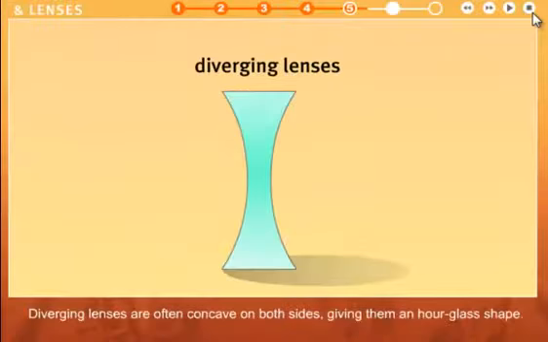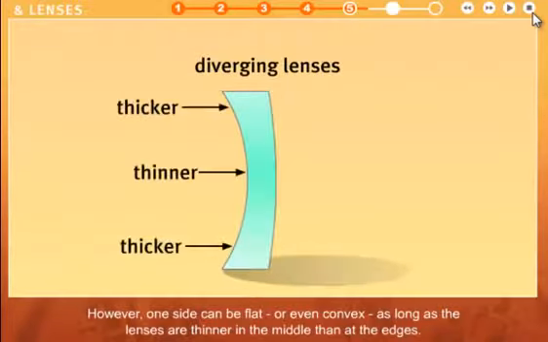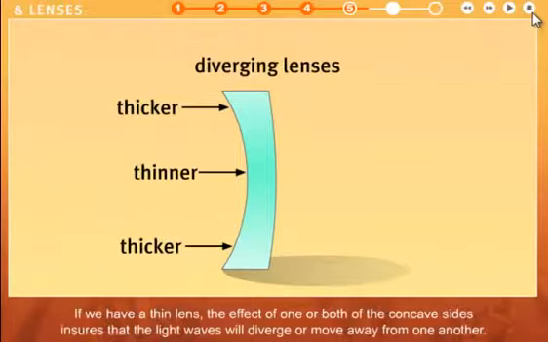Diverging lenses are often concave on both sides, giving them an hourglass shape. However, one side can be flat or even convex, as long as the lenses are thinner in the middle than at the edges. If we have a thin lens, the effect of one or both of the concave sides ensures that the light waves will diverge or move away from one another.